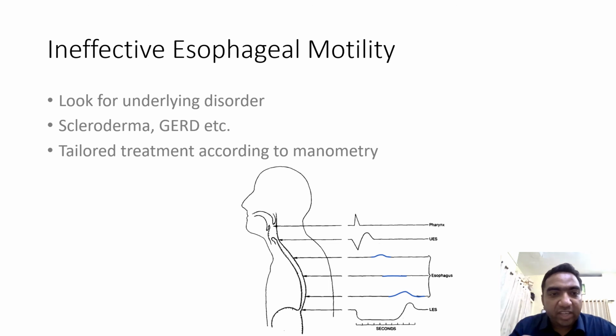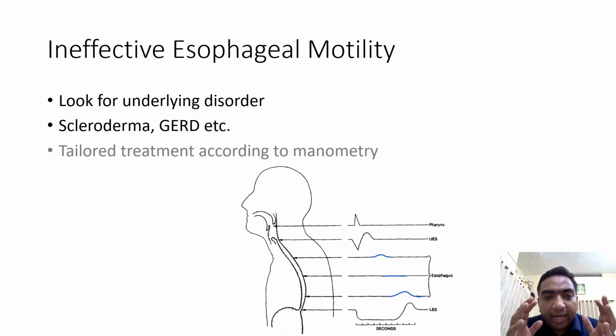Then the fifth one is ineffective esophageal motility. Ineffective esophageal motility disorder can be a primary motility disorder, but it can also be a segmental or secondary motility disorder, like fragmented peristalsis or ineffective peristalsis. So always, if you find an ineffective esophageal motility in a manometry, always look for an underlying disorder. Always look for a systemic cause which is precipitating ineffective esophageal motility disorder, like scleroderma, GERD, etc. And the treatment of the ineffective esophageal motility disorder should be tailored according to the findings in the manometry.